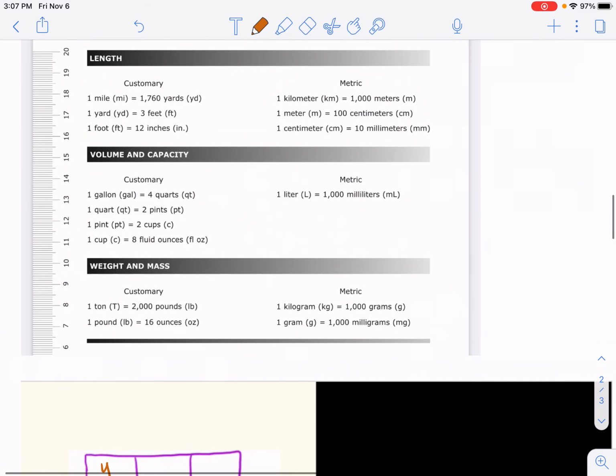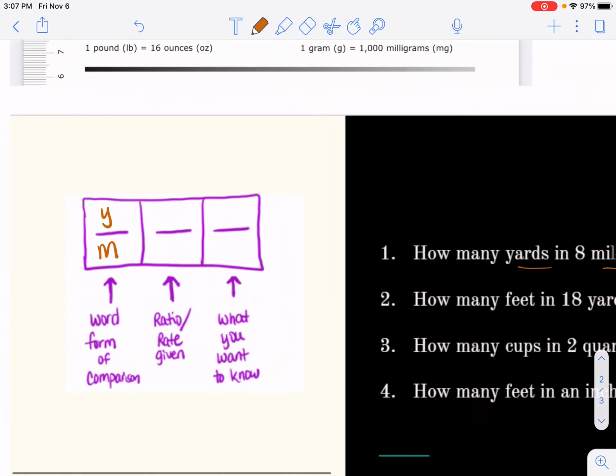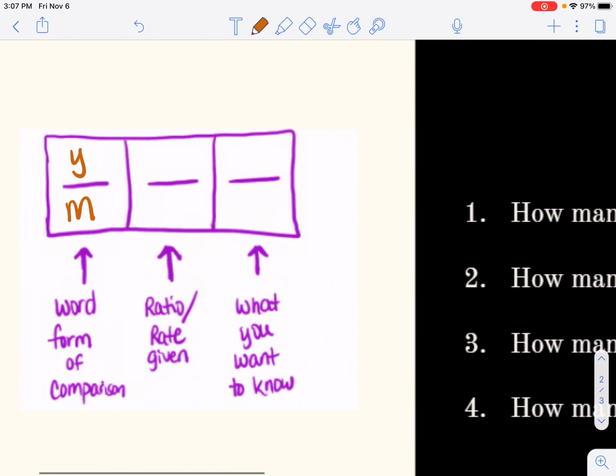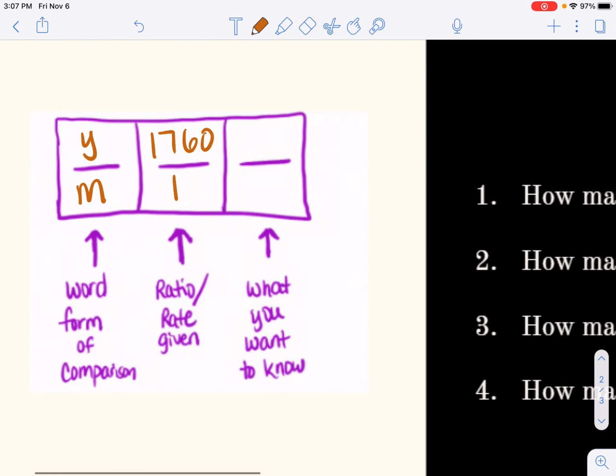So I'm going to use my star chart. I know that in 1 mile there are 1,760 yards. So for every 1 mile, 1,760 yards. And I'm trying to figure out how many are in 8 miles. So I'm going to say 8 right here. You could cross multiply, divide by the lonely guy, or scale.